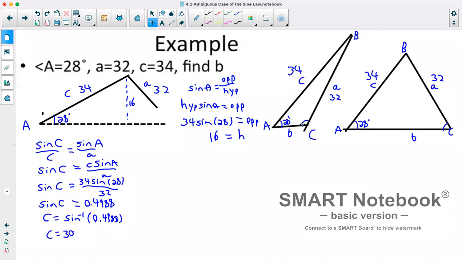Now, we can tell this is obtuse, so that's not 30 degrees. This one's acute, so this one would be 30. To get this side here, that would be 180 minus 30, so that's 150 degrees. Now to get our missing angle here, we can just do 180 minus 28 minus 150, which gives us 2 degrees. For this one, we have 180 minus 28 minus 30, which gives us 122 degrees.